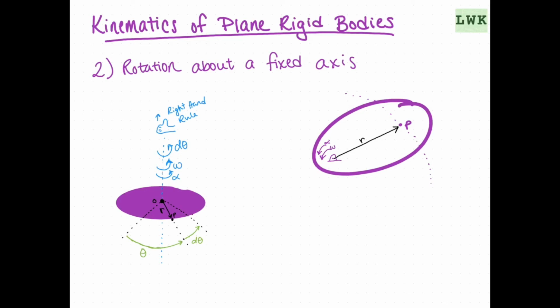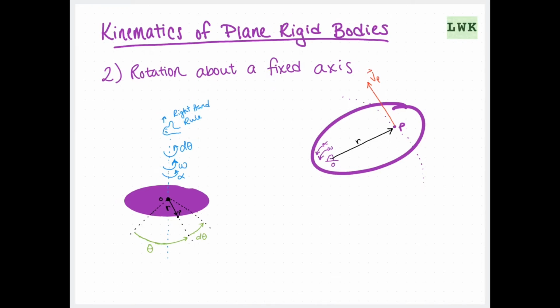So we can say that our velocity is going to be perpendicular to this line R, and we'll call it VP, and it's going to be tangent to our path of motion. We can write an expression for VP: VP is going to be equal to R times omega times U sub theta.